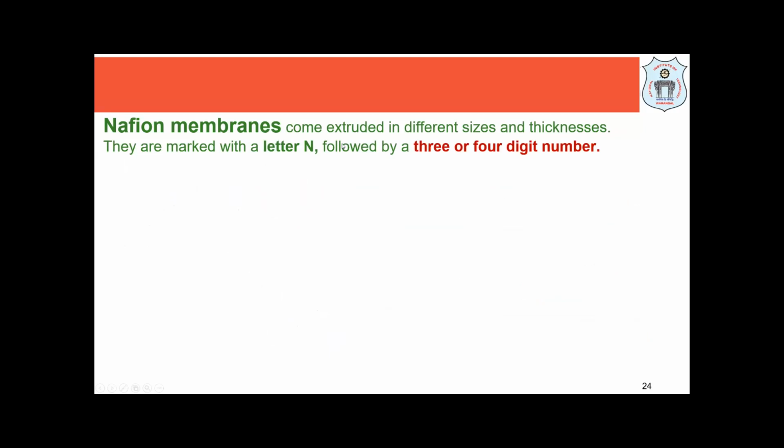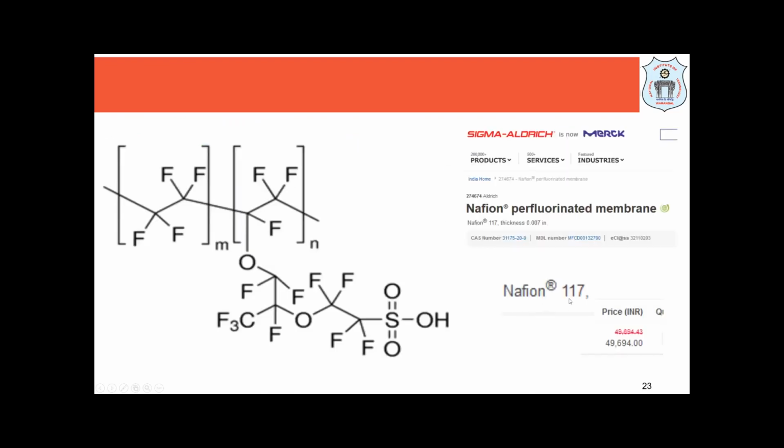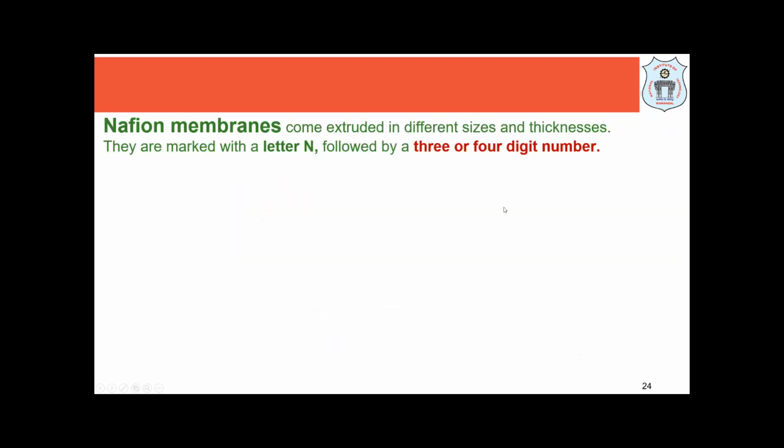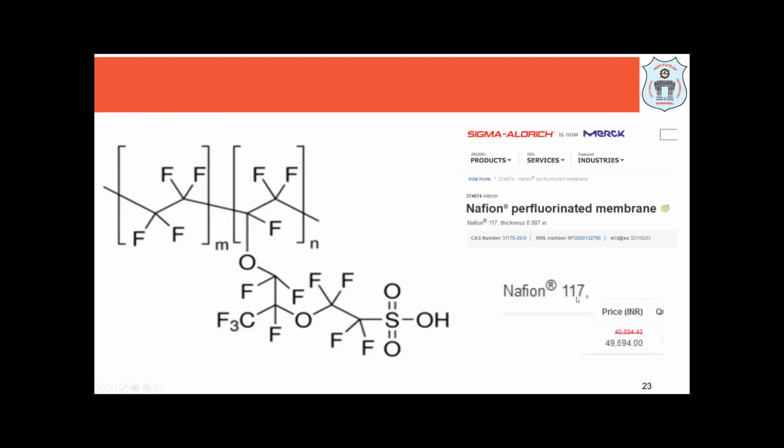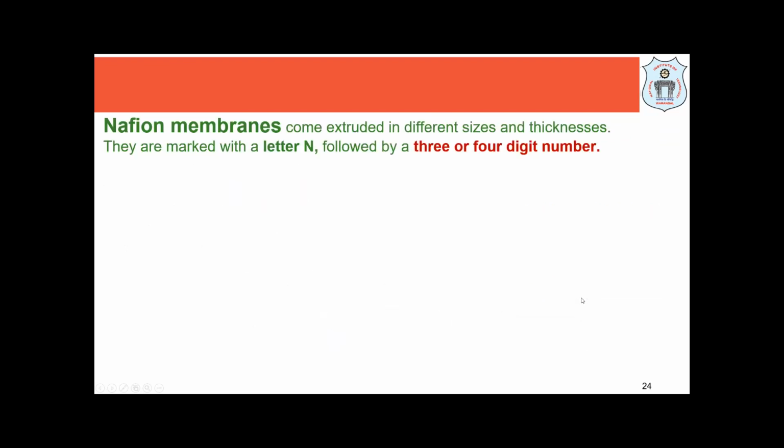If you look at this Nafion membrane name, we have seen now 117. Out of curiosity, we will come to know what that 117 represents, and which Nafion membrane we have to order if we want to make a PEM fuel cell. These Nafion membranes come extruded in different sizes and thicknesses. They are marked with a letter N followed by a 3 or 4 digit number, like N117. What does the number mean? We will look into it.